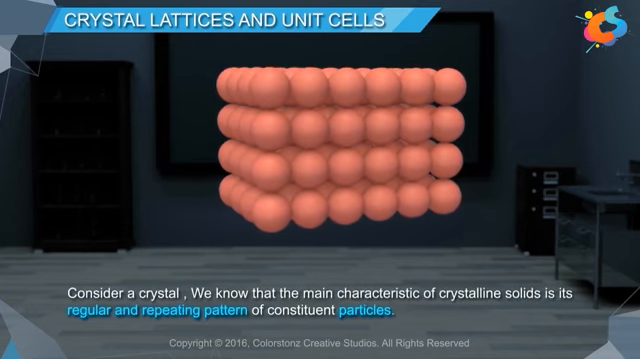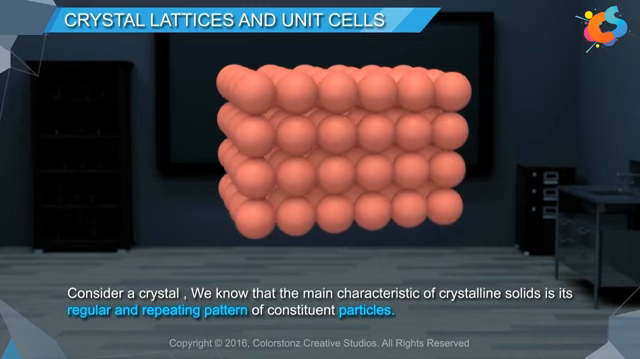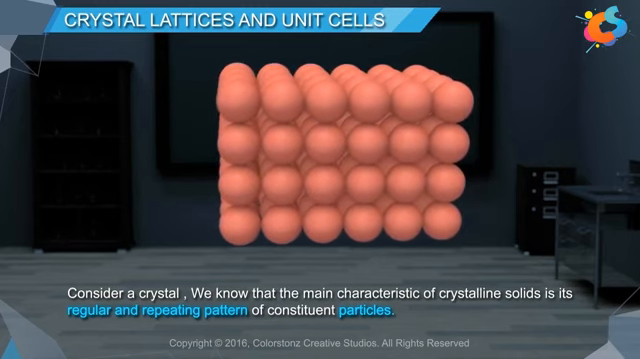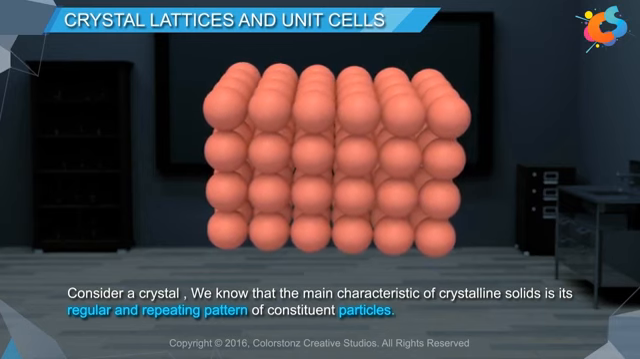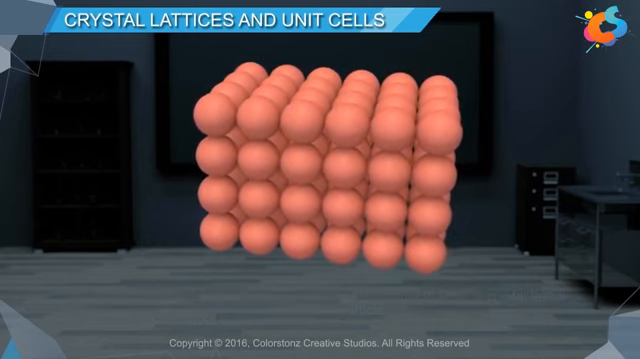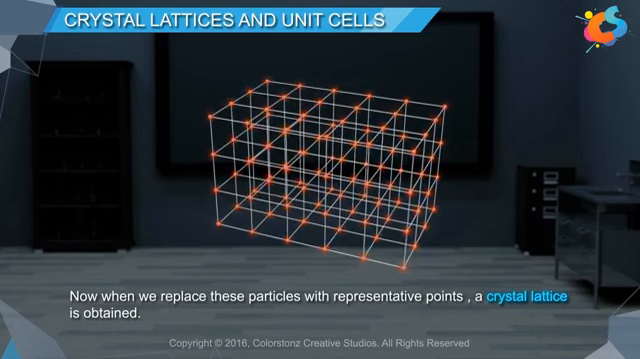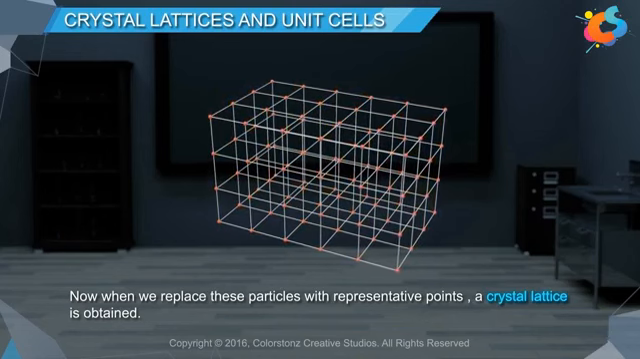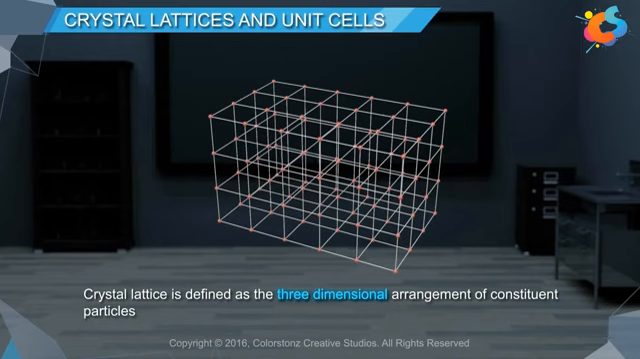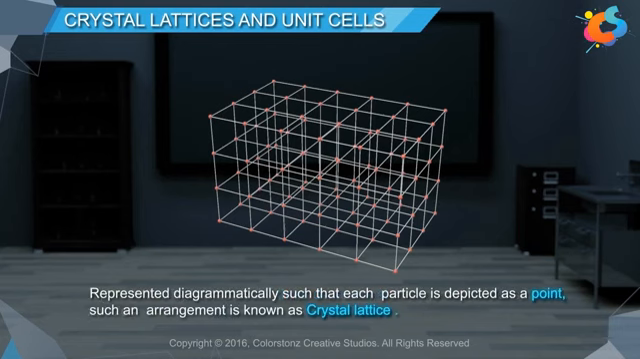Consider a crystal. We know that the main characteristic of crystalline solids is its regular and repeating pattern of constituent particles. Now, when we replace these particles with representative points, a crystal lattice is obtained. Crystal lattice is defined as the three-dimensional arrangement of constituent particles, represented diagrammatically such that each particle is depicted as a point. Such an arrangement is known as crystal lattice.